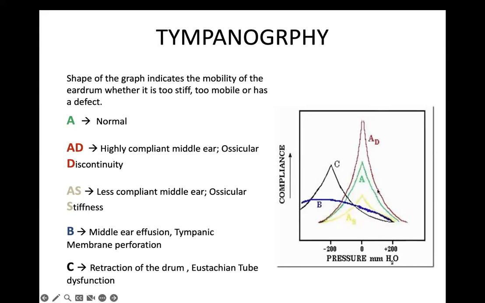And now for the B curve, which you see right here, this flat one, this usually indicates that there's effusion in the middle ear or that there's tympanic membrane perforation. And you can see, if you do an otoscope, you can easily tell there's a tympanic membrane perforation unless it's really small. But other than that, if you don't have tympanic membrane perforation, that means there's probably a middle ear effusion. Okay, so B usually indicates two things, either middle ear effusion or tympanic membrane perforation.